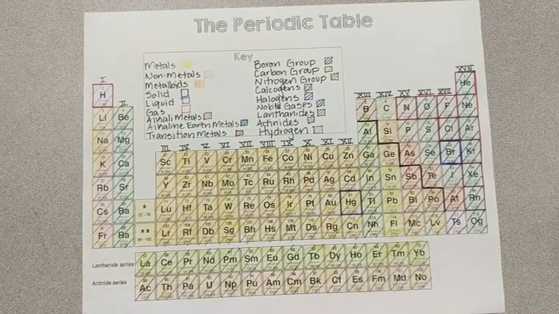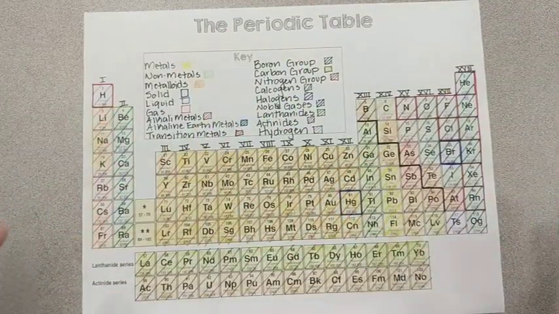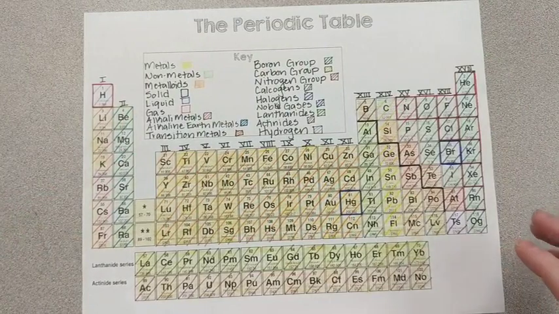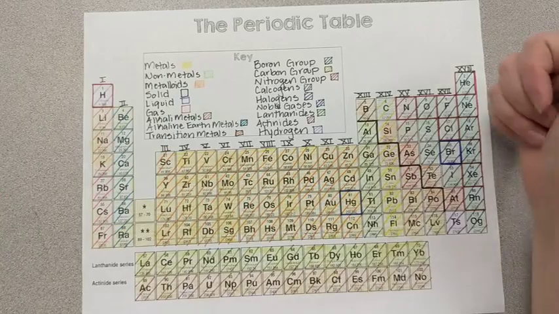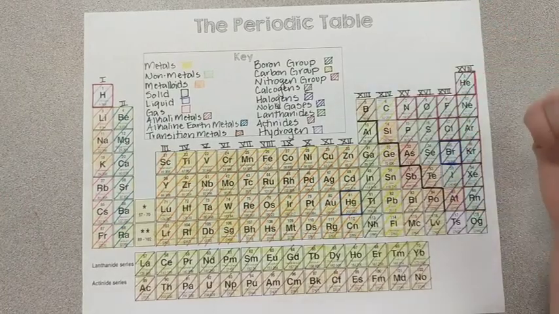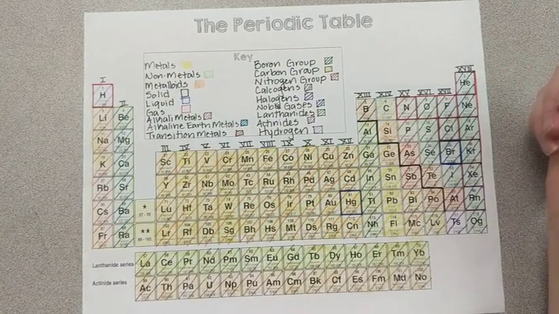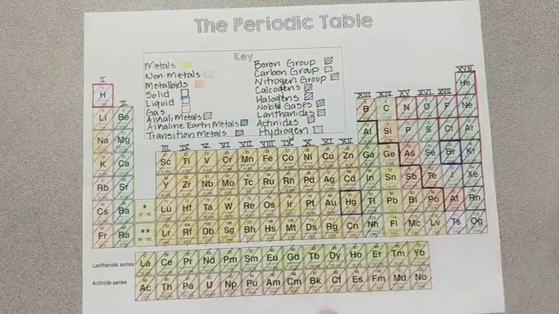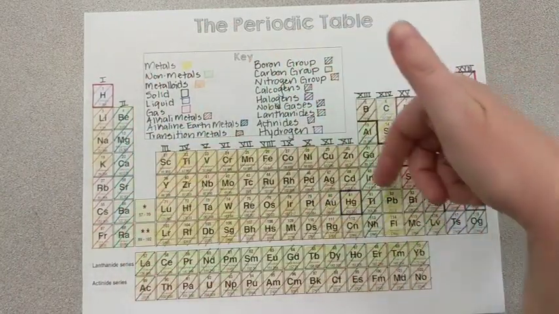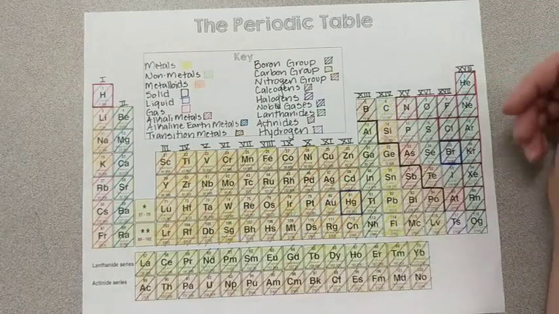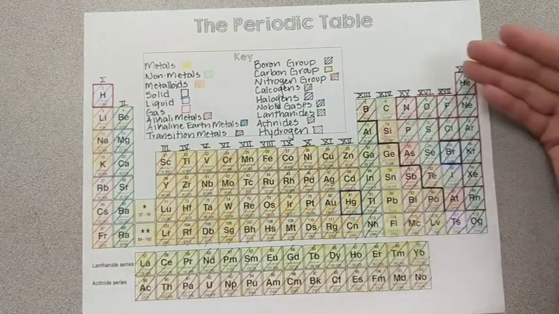Moving on, this is everything compiled together, which I think now you'll probably see why I separated things out. You can look at this and figure out whether your element is a metal, a nonmetal, or a metalloid, whether it's a solid, a liquid, or a gas, and what group it's a part of. So make sure before you finish up that you do have your key updated. Otherwise, this information isn't really going to mean anything.